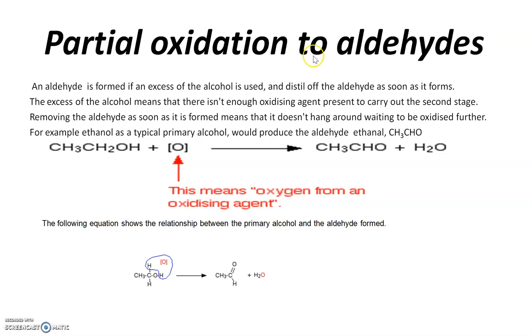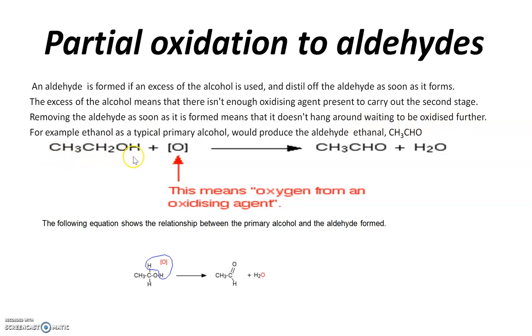Partial oxidation to get aldehydes. So what are the conditions to get aldehydes? An aldehyde is formed if an excess of alcohol is used and the aldehyde is distilled off as soon as it forms. The excess of alcohol means that there isn't enough oxidizing agent present to carry out the second stage. Removing the aldehyde as soon as it is formed means that it doesn't hang around waiting to be oxidized further.